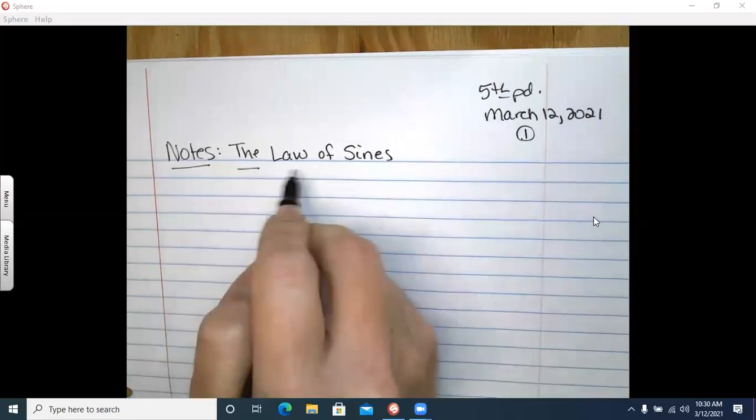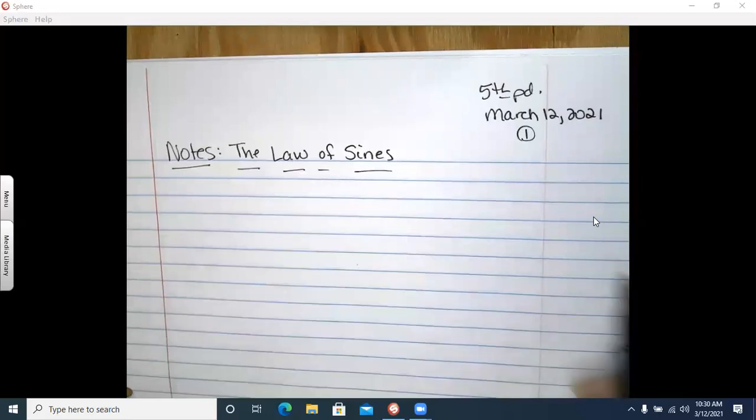Law of sines. We're not going to write the target for today. The target is students will be able to derive the law of sines by drawing an altitude of a triangle and using the sine function to find two expressions for the length of the altitude and simplify the equation that results. Students will use the law of sines to solve problems. That was a long target. That's what we're going to be able to do.